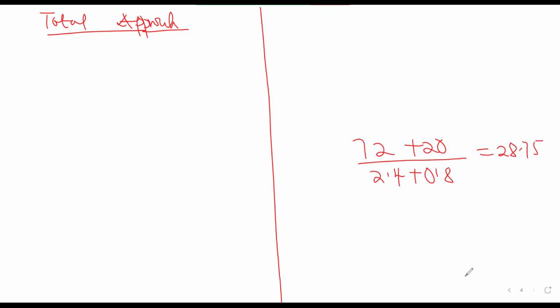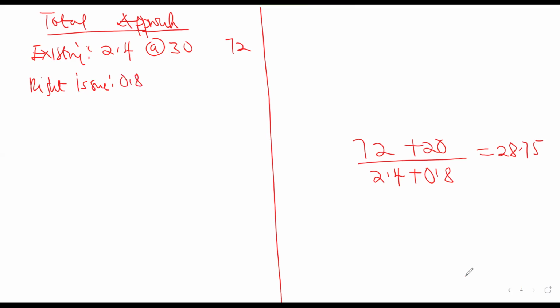Yeah, 28.75. So let's calculate that. First of all, you have to know your total number of shares after the rights issue. Currently the value of your existing shares is 2.4 multiplied by the value of a share, which is 30. So you'll be having 72. The rights issue will bring additional money, increasing your capital. You'll be issuing 0.8 million shares at 25, and that will give us 20 million, isn't it?